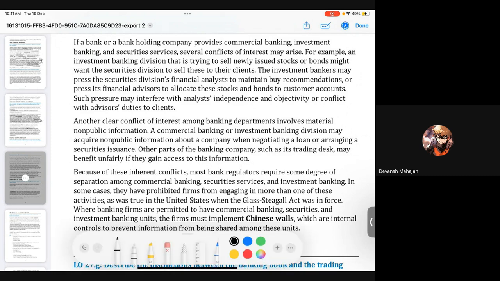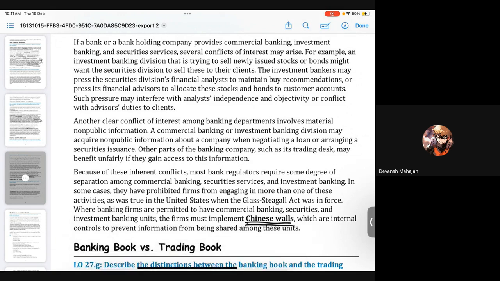And इसके लिए होते हैं Chinese walls. क्या होते हैं Chinese walls? They are basically internal controls to prevent information from being shared among these units. तो मतलब internally avoid करने के लिए there are Chinese walls. Got it?